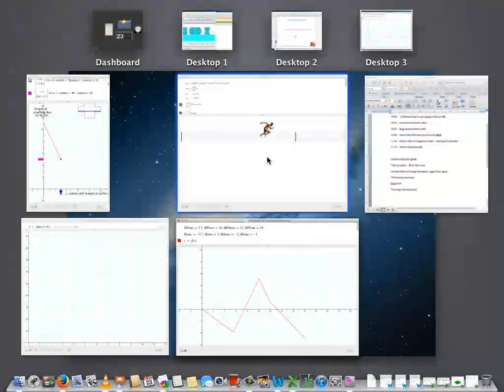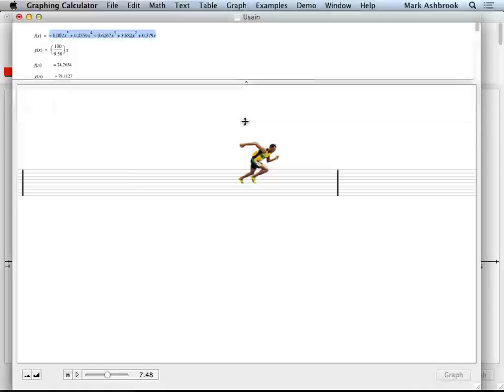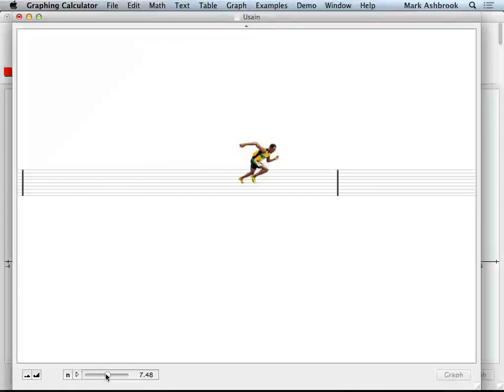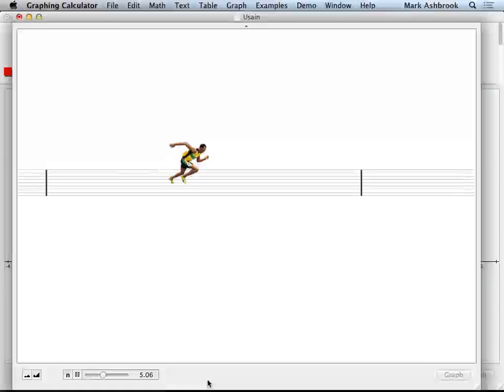So here's something else I've used. Who's that? You know who that is? Usain Bolt. Like a lightning bolt, right? So I recreated his race, his world record race that he ran in 9.58 seconds.